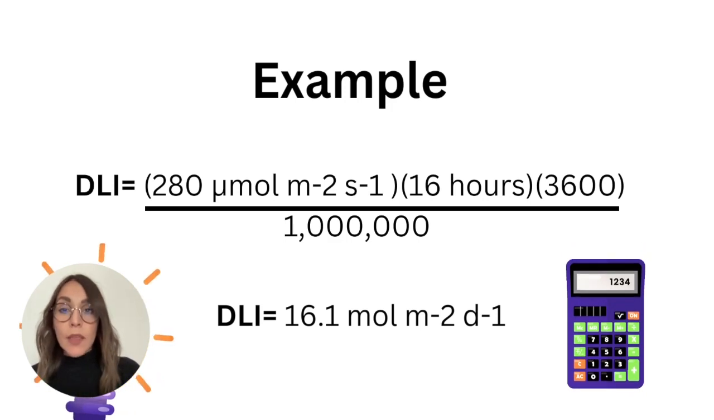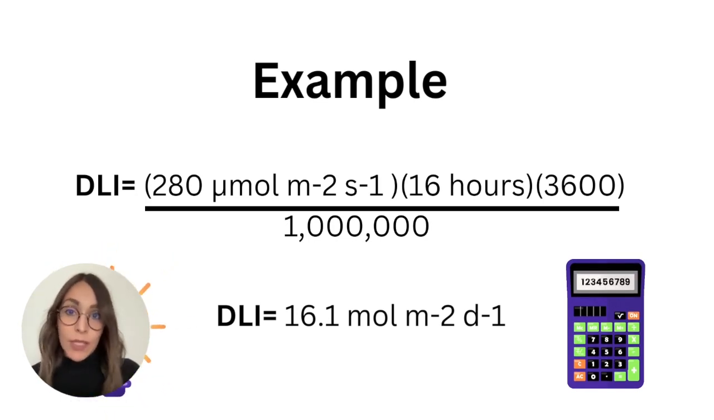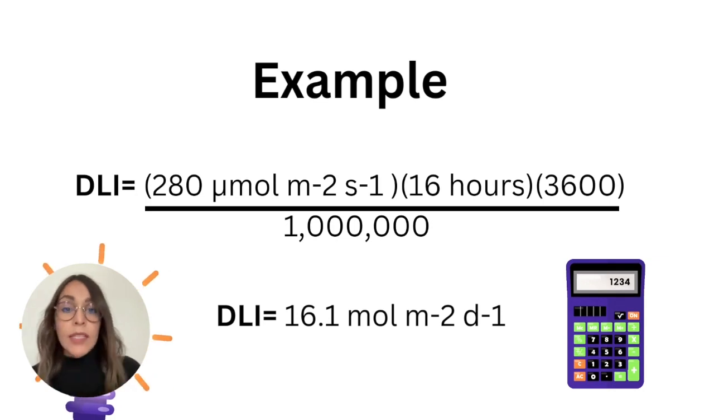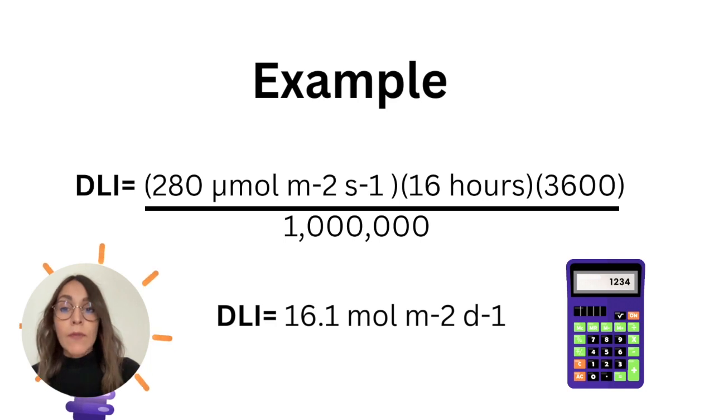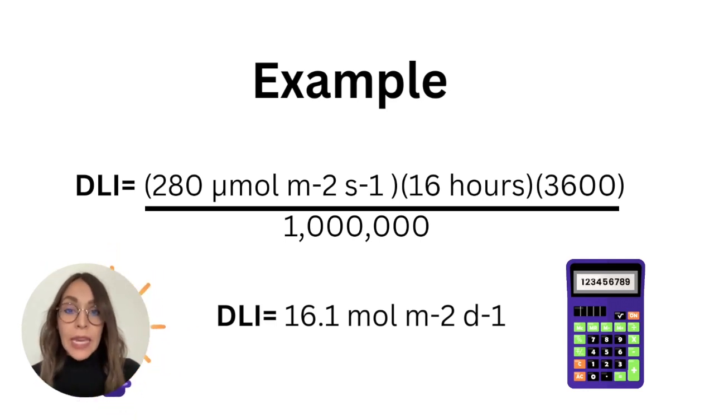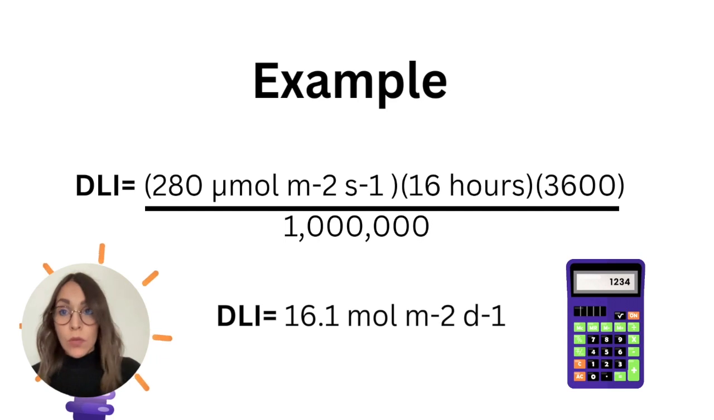Let's run an example where we have 280 micromoles per square meter per second as our average light intensity at the canopy level. Then, as an example, let's use 16 hours of light. Of course, both numbers can be different depending on your case. Remember to use the correct unit here. With 280 micromoles per square meter per second and 16 hours of light, the total DLI is 16.1, which is a DLI that we know is good for lettuce.